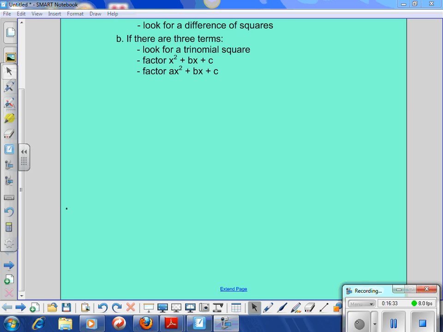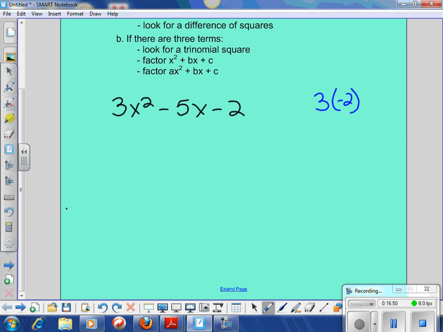Our next problem is 3x squared minus 5x minus 2. Once again, we're going to look at our first coefficient, which is 3, times our last coefficient, which is negative 2, which gives us negative 6. So I'm going to need to break negative 5x into negative 6. I can do that if I have negative 6x plus 1x. That gives me negative 5x, doesn't it?